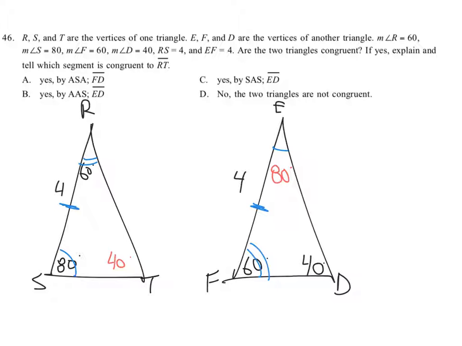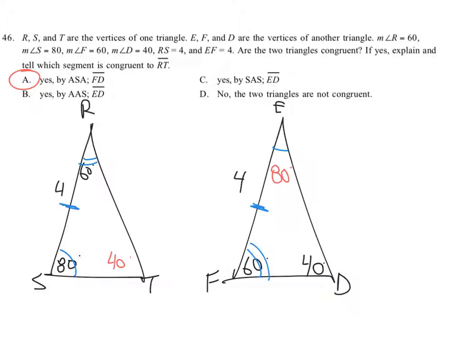Okay? So, one more time. If it says which segment is congruent to RT, RT goes from the 60-degree angle to the 40, and over here, the 60-degree angle to the 40 is going from vertex F to vertex D. So by angle side angle, FD is corresponding with RT. And that's answer A. We're done.